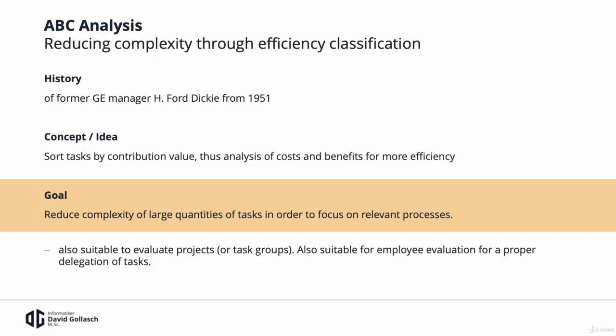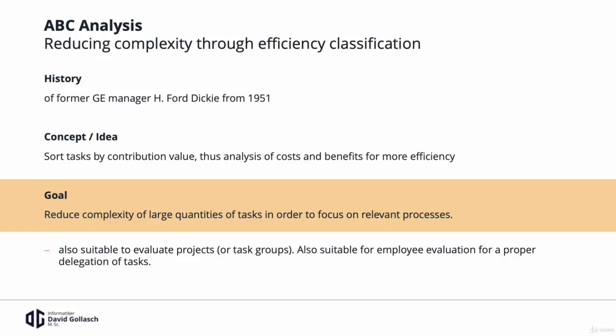The ABC method, or the ABC analysis, is a method to apply the Pareto principle in a more or less practical way to really identify, or to cope with the challenge of identifying the 20% of the effort that you have to put in to get 80% of the result, right? So the ABC analysis is proposed and used by the former General Electric manager Ford Dickey in 1951.